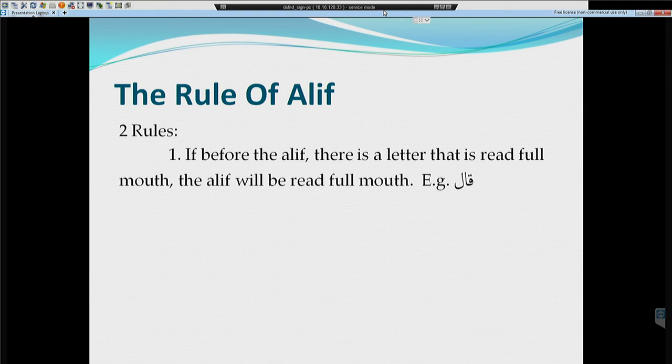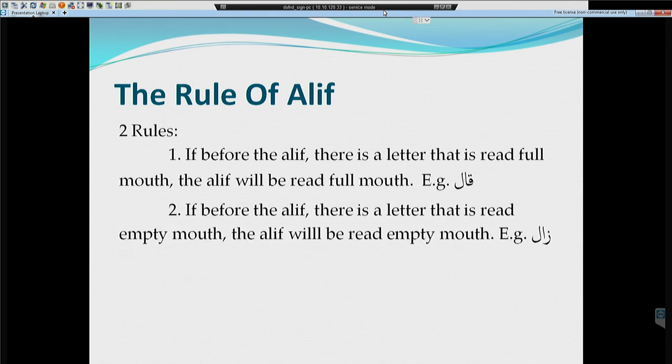Now for example, if before the alif there's a letter that is read full mouth. Now what are the letters that are read full mouth? We just talked about them. There's 7. Khussa daqtin qid. These are the 7 letters. If at any time you see one of these 7 letters before an alif, the alif will also be pronounced full mouth. And this is kind of obvious. Example is qala. Over here you can't really tell the alif is full mouth because the alif doesn't have a sound. The qaf is what you're paying attention to. But there are very minute rules. So qala. The other one is if before the alif there's a letter that is read empty mouth, the alif will be read empty mouth. For example zala, jala, bala. The alif is pronounced empty mouth over there.